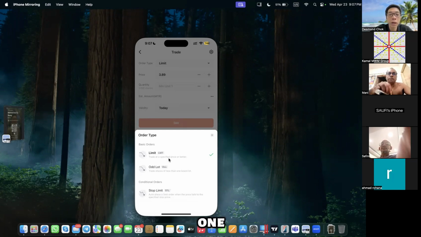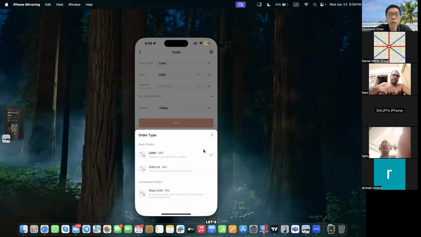Okay. This one sell limit is, let's say I want to sell at higher price. Let's say you buy at 389, you want to sell at 410. So you set sell limit. I want to sell at 410. So you put when the price reach 410, then you sell.